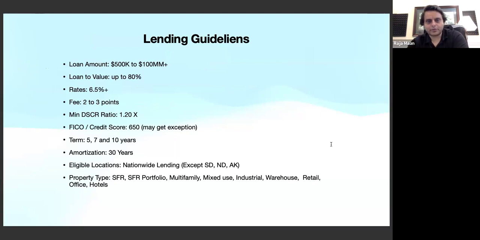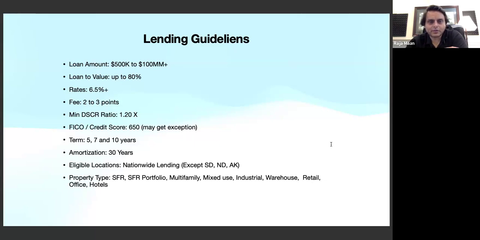Minimum DSCR 1.2. So don't just stick to 1.2, because this is the main lending program we have, where most investors or lenders want 1.2 DSCR or above, but we have a different program too where the DSCR ratio doesn't really matter.